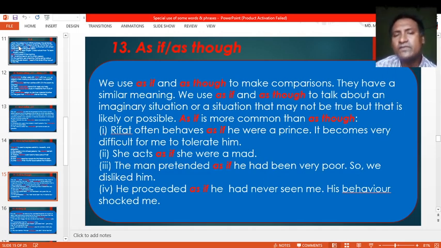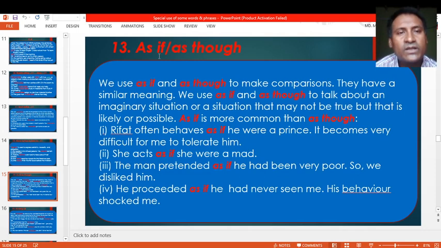Rifat often behaves as if he were a prince. It becomes very difficult for me to tolerate him. She acts as if she were mad. The man pretended as if he had been very poor, so we disliked him. He proceeded as if he had never seen me. His behavior shocked me.